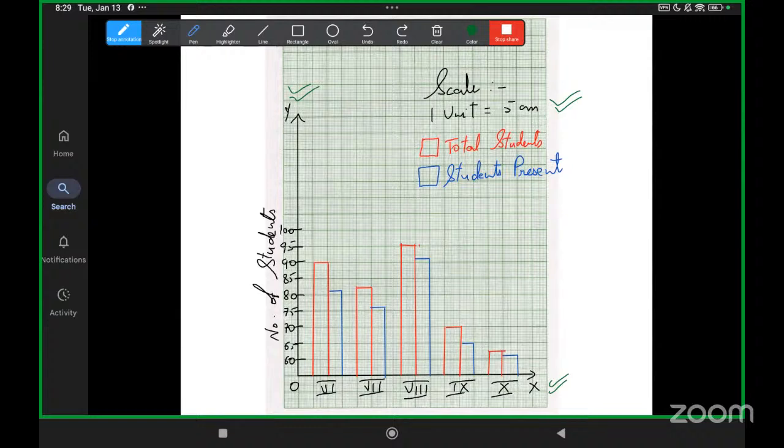Then total students in red and students present in blue. Don't forget to write the class here. At the bottom I've written 6th, 7th, on the x-axis 6th, 7th, 8th, 9th, 10th. On the y-axis, I have written number of students. If you forget to write any of these things, marks are cut. So make sure you don't forget to write this. Don't forget to write any of these things.